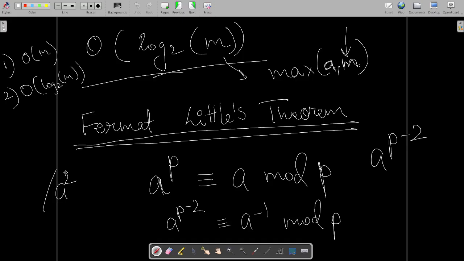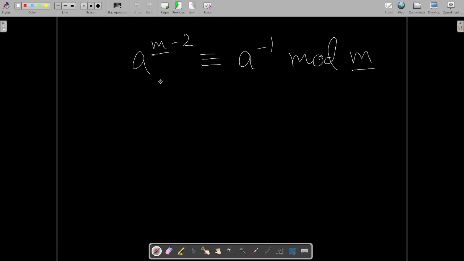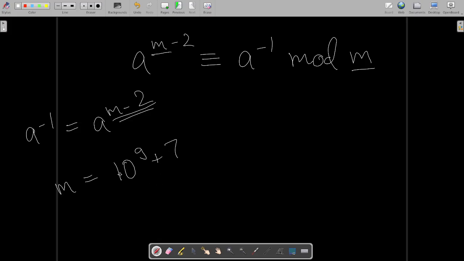Take a minute. Ask your doubts. Cool, understood. So again, calculating a inverse just requires you to calculate a raised to the power m minus 2. But again, this power can be huge. What did I tell you? In most of the questions, the mod that you're going to get, unless it is a very specific question, will be either the first prime number that's greater than 10 raised to the power 9, or the first prime number that's less than 10 raised to the power 9.